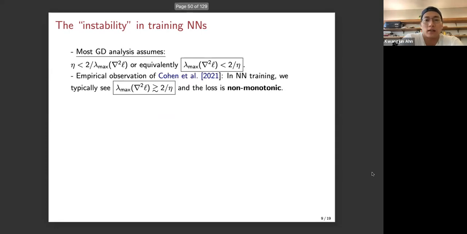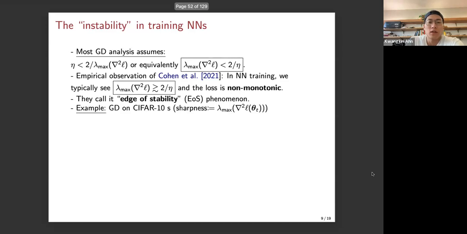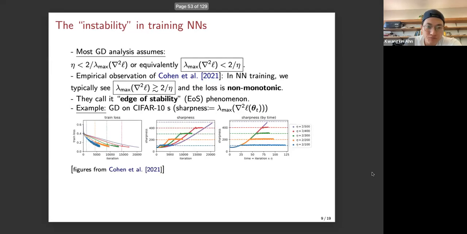But then this great work by Jeremy Cohen et al. from 2021, ICLR, showed that in neural network training, we often see that this condition breaks. For illustration, they call it the edge of stability phenomenon. In the plot I'm going to show, sharpness means the lambda max value of the Hessian. And as you can see, the sharpness value rises up and actually goes beyond this 2 over eta threshold.